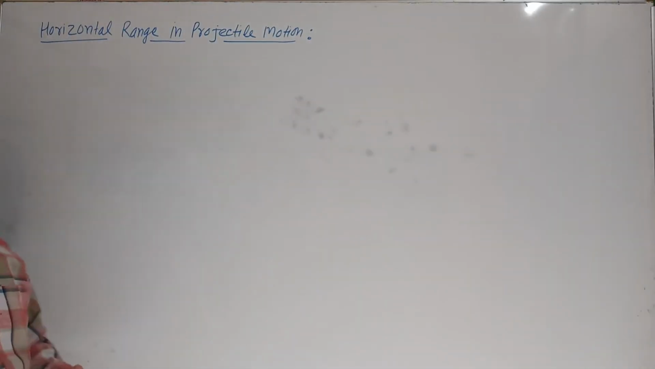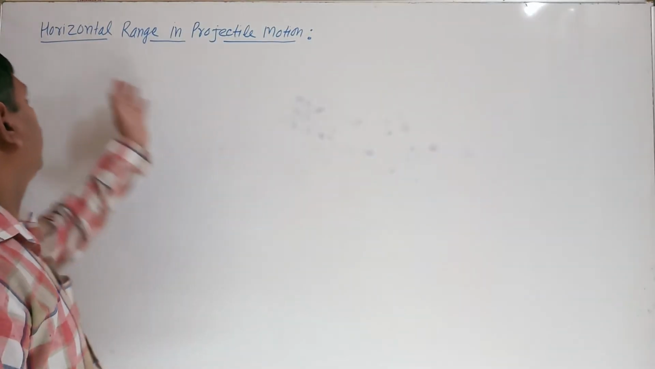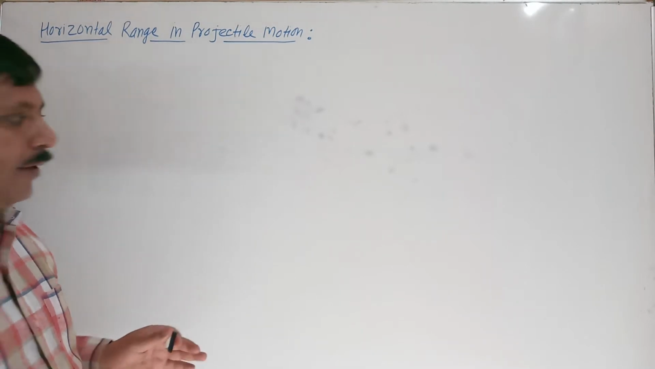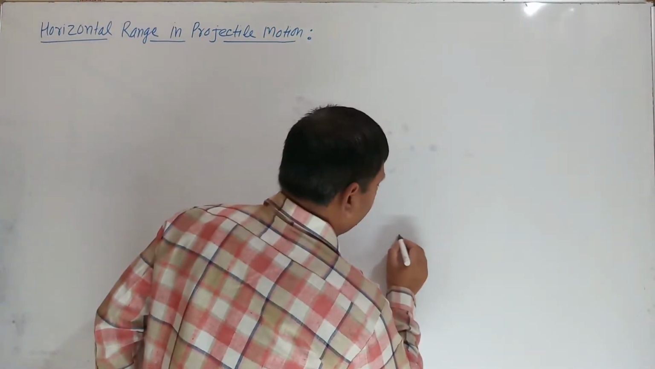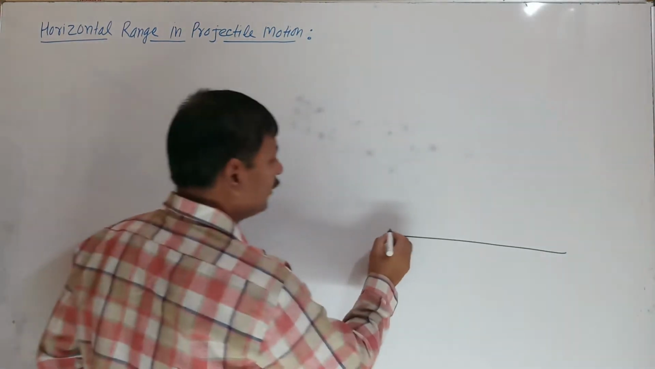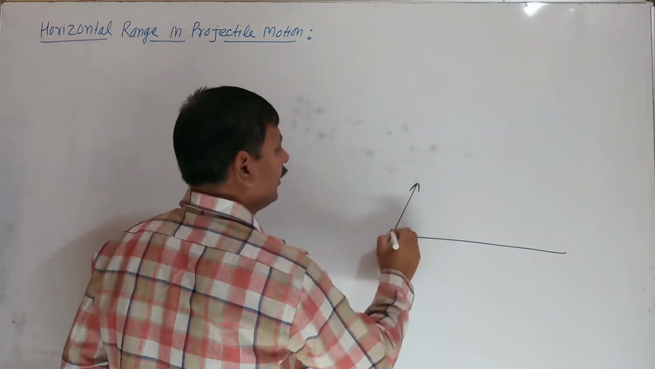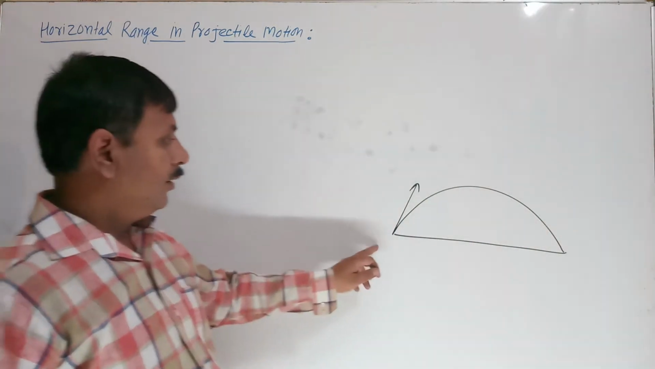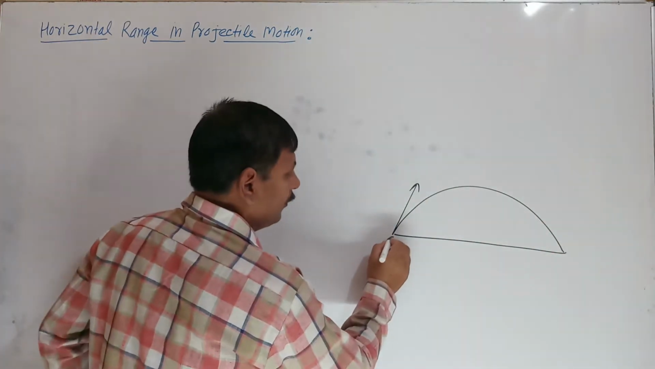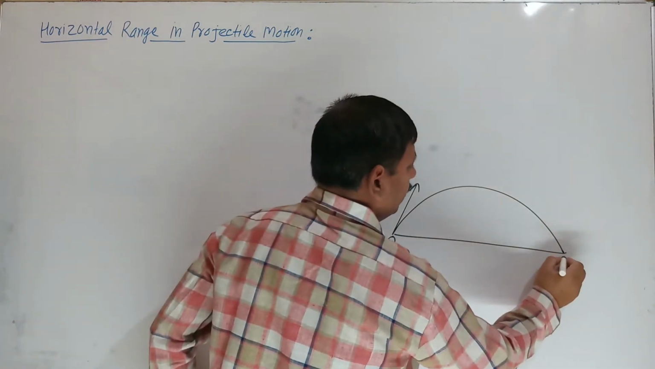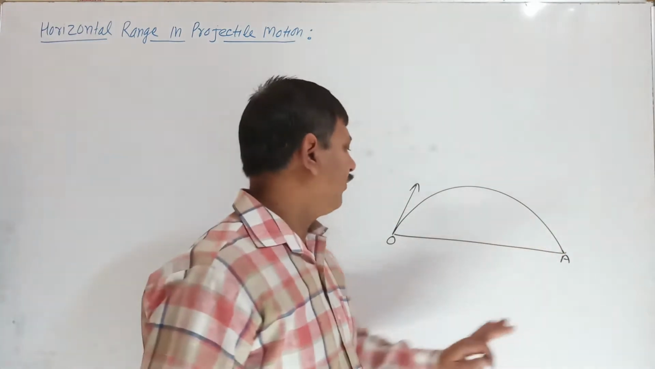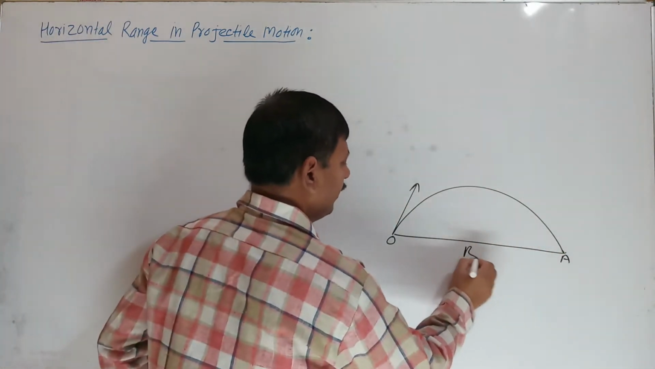Here we will talk about the horizontal range in projectile motion. If a body is projected with initial velocity u, the distance from the initial point to where it touches the horizontal surface is the horizontal range.